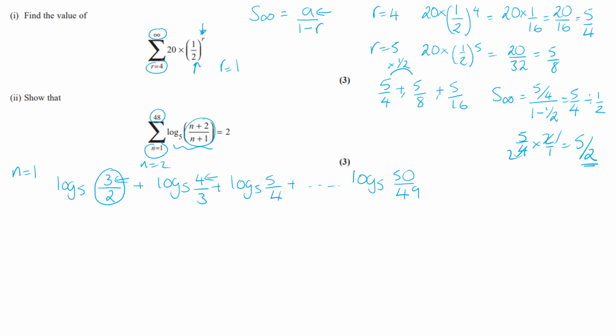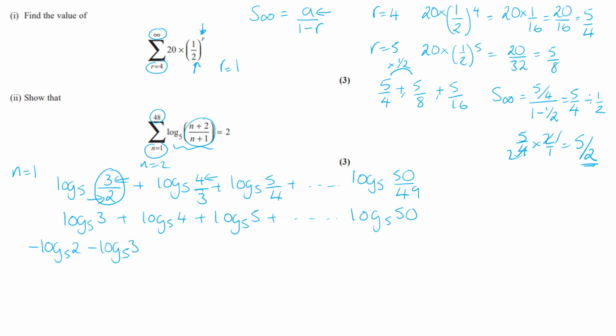So if I start to put them, log to base 5 of 3 plus log to base 5 of 4 plus log to base 5 of 5 plus all the way up to the log to base 5 of 50. And then what you're going to be doing when you separate them by the log laws is taking away the ones that are underneath. So there'll be minus log to base 5 of 2 minus log to base 5 of 3, which will be this one.